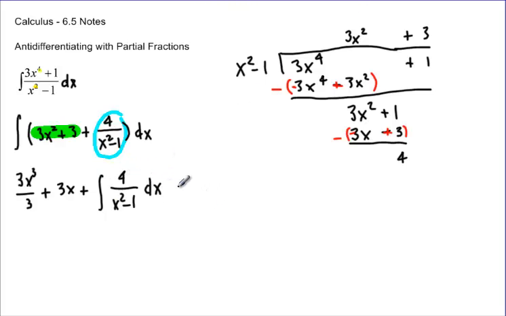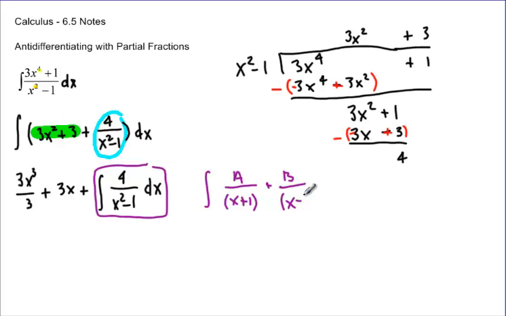But this guy right here, 4 over x squared minus 1, what we really need to think on him is the integral of a over x plus 1 plus b over x minus 1. Can you factor the bottom? Can you see that? X squared minus 1 is going to be x plus 1 times x minus 1. Okay, so this is really what we're going to integrate.